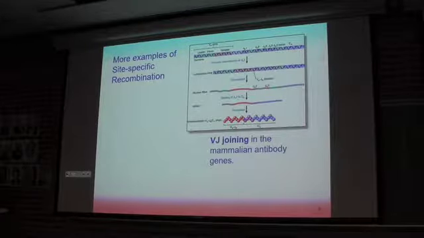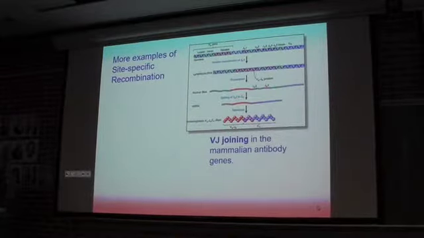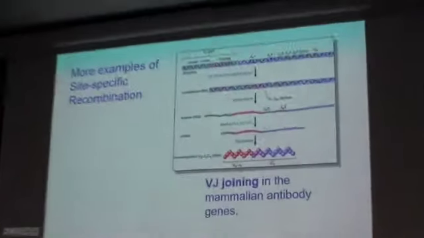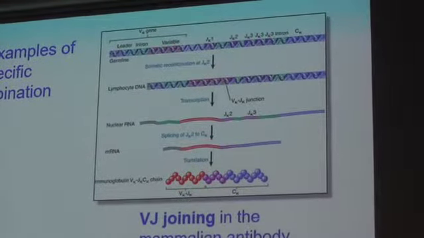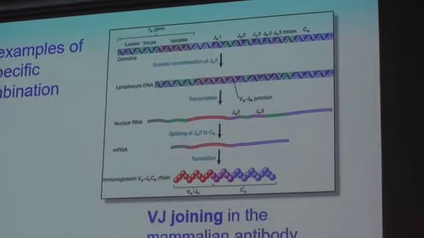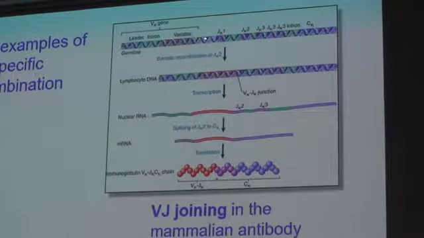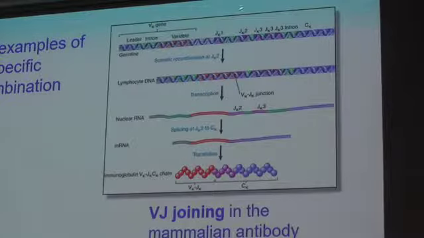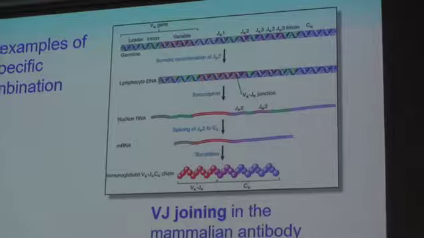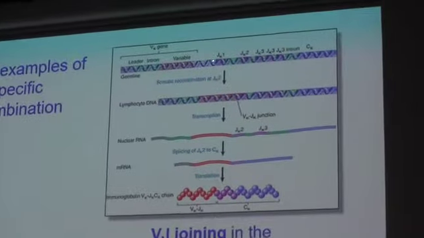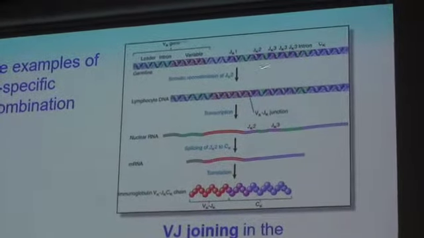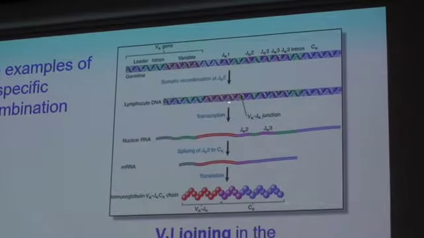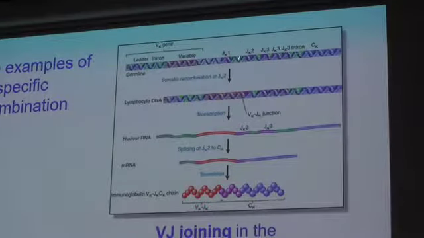More examples of site-specific recombination. VJ joining, this is what happens in the immune system, in the B and T cells. And you get a shuffling of genes at several different levels. As you see here, it's probably a little hard to see, but this represents the DNA, and you have these variable regions and constant regions of the same protein eventually as you get down here. But you have these intervening areas, exons, and some of them are spliced out through recombination events.